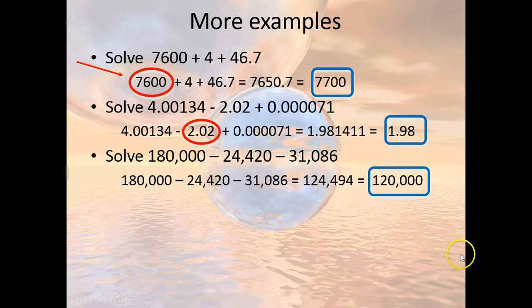Something else to mention is the fact that if you had been bad and said, oh, I want to round everything to the nearest 10,000 ahead of time, then this would be 180,000 minus 20,000 minus 30,000, and that would turn out to be 130,000, which is not what we got. We would have rounded too early. Bad, bad, bad. Don't round too early.